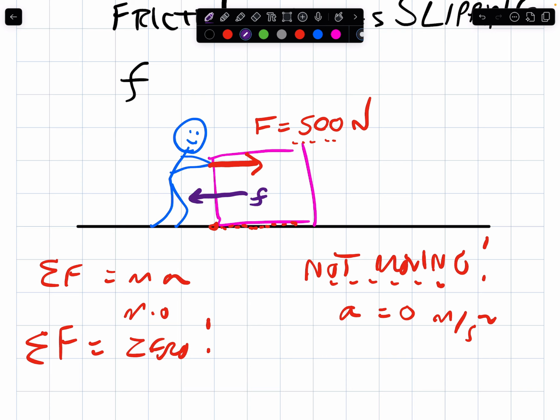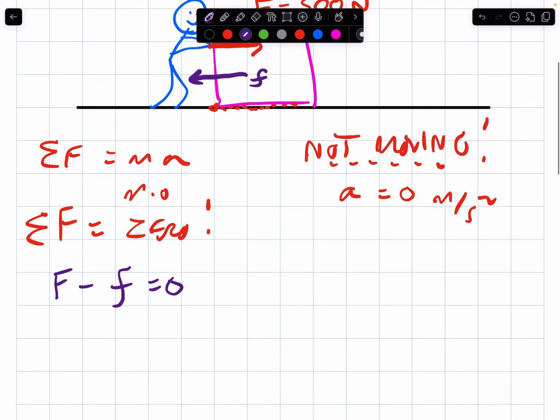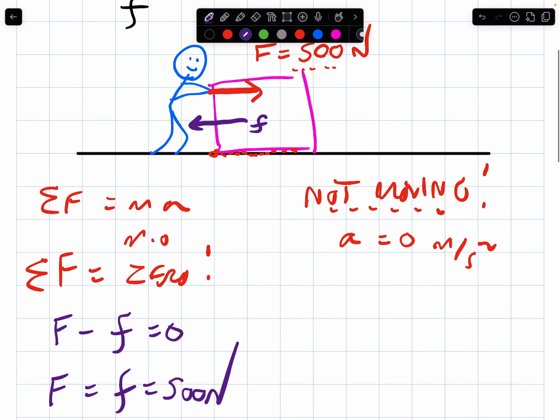In this case, those two forces are equal to each other. Or if you wanted to get technical about it, we could say that the net force, which is this big F minus the little f, is 0, and that means they're equal to each other. So that frictional force is also 500 newtons, but it's to the left.